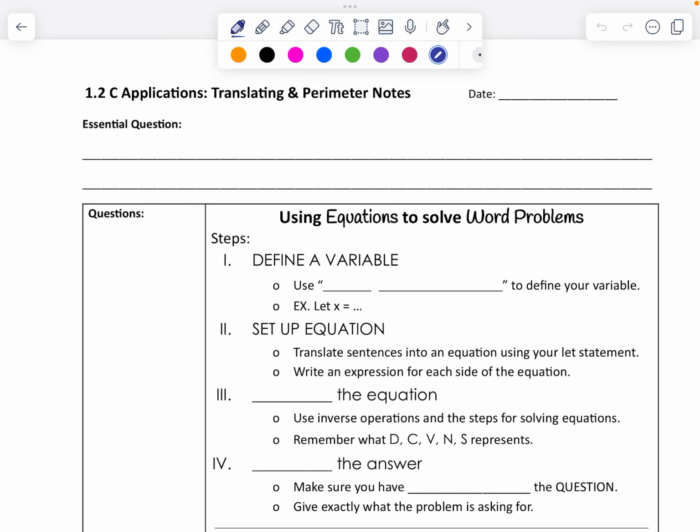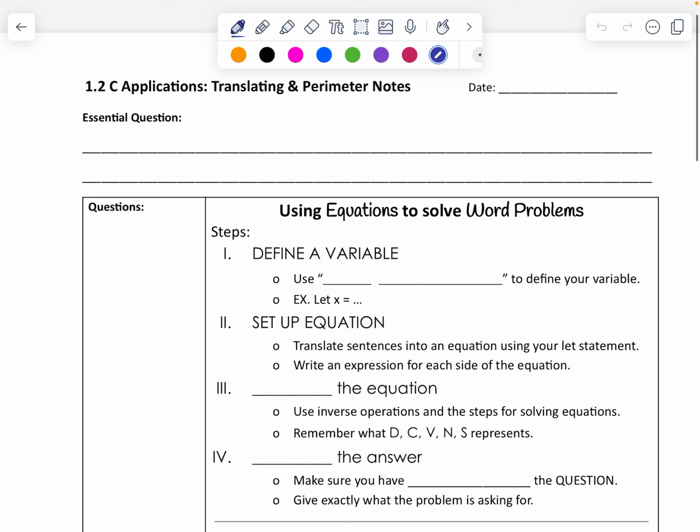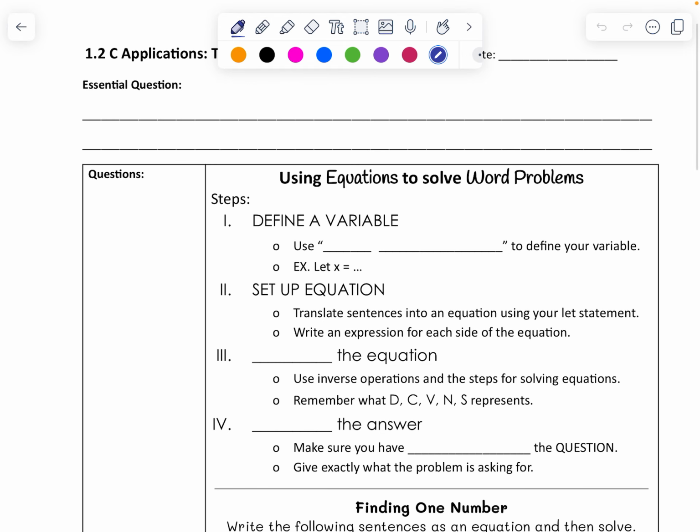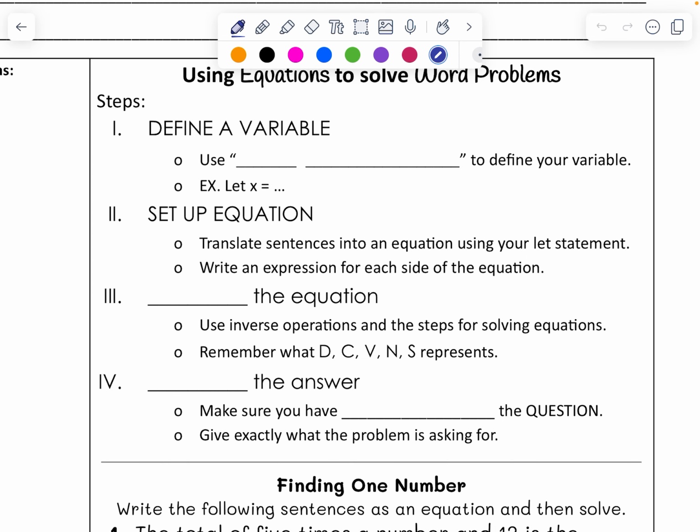Okay, these are notes for 1.2C. This is going to be level 4 on the test, the first part of level 4. We're going to be writing and solving equations to solve word problems. So here are the steps you should follow.